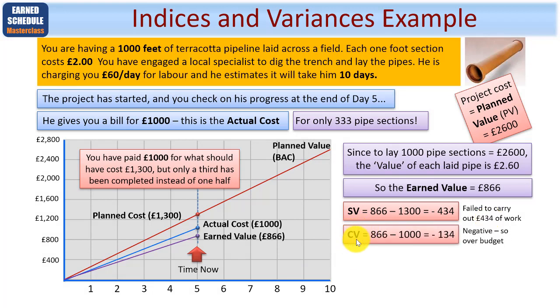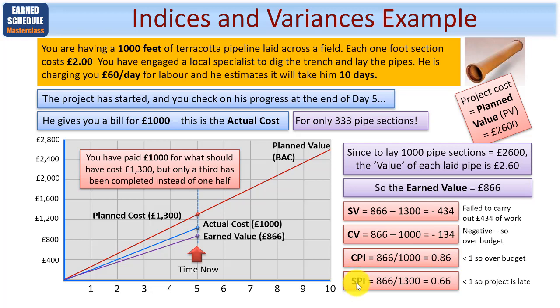What about your cost variance? This, again, is the earned value of £866 subtracted from your actual cost, again giving you minus £134. This is negative, so in this case, you're going to come in over budget. Just to prove that, by using your cost performance index, that of course is your earned value divided by actual cost, giving you 0.86. It's less than 1, so therefore it's over budget.